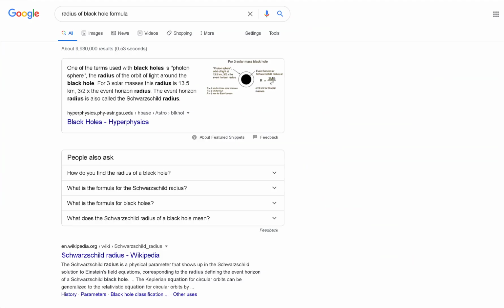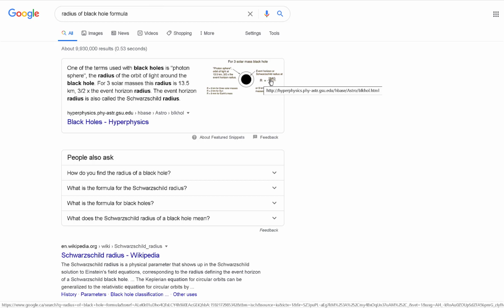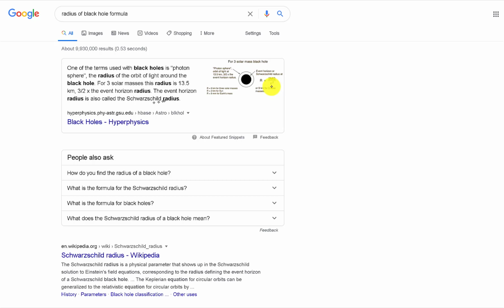Just Googled it for you. Here we go. Radius of black hole formula. We can see that r is 2MG over c squared. M is up there, the mass of the object. And it's also called the Schwarzschild radius. Beautiful physics. We're hitting upon some good astronomical physics. Love it.